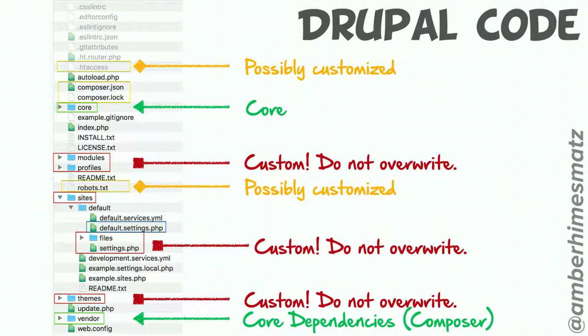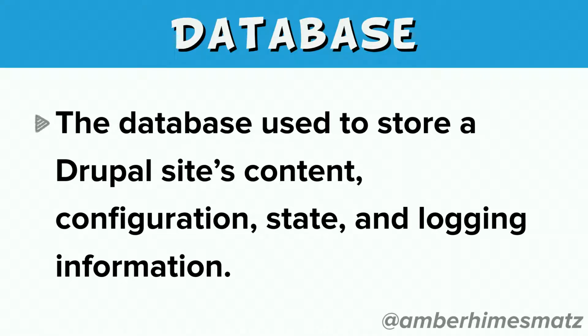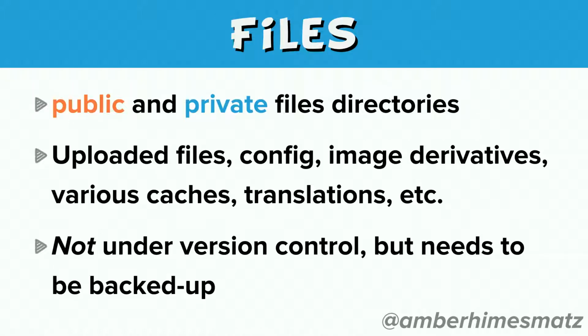So to make this process very clear and consistent, the database is used to store Drupal site content, configuration, state, logging information. So that's the second piece that will need to be updated. And then the files, we're talking about the public and private. You may or may not have private files directories. This is all uploaded files, your config, image derivatives, caches of various sorts, translations.